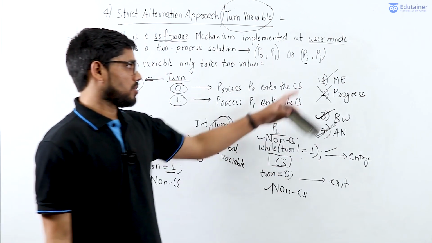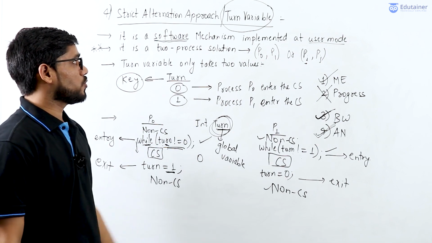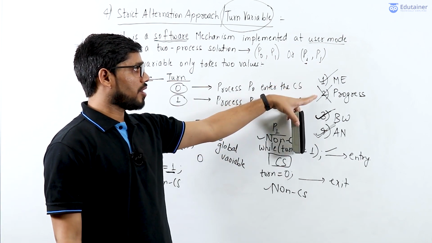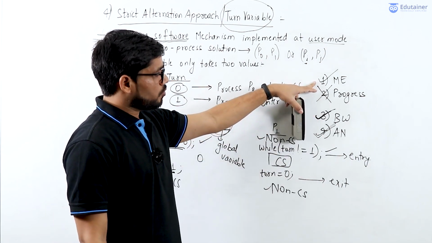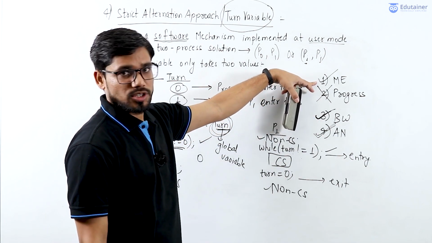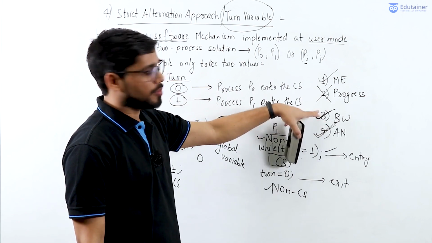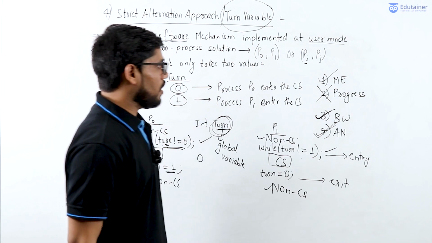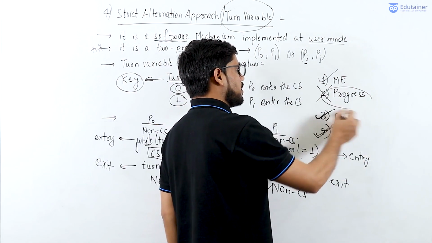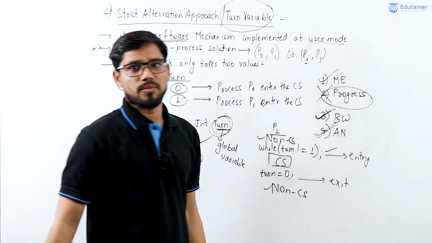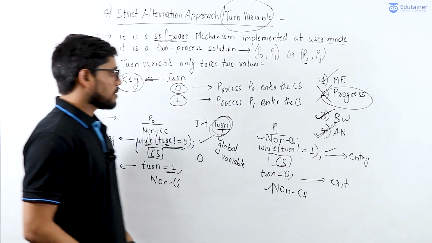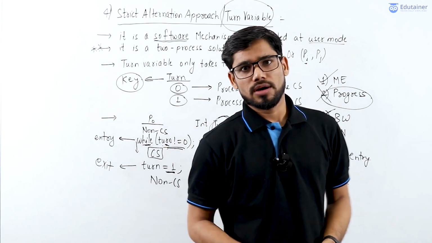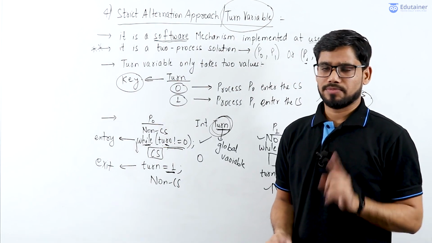So this solution, the strict alternation approach or turn variable, provides 3 requirements. One primary requirement is provided, which is mutual exclusion, and the 2 secondary requirements are provided: bounded waiting and architectural neutrality. The only drawback here is that it does not provide progress. In the next video we will see some differences between the lock variable and the turn variable.